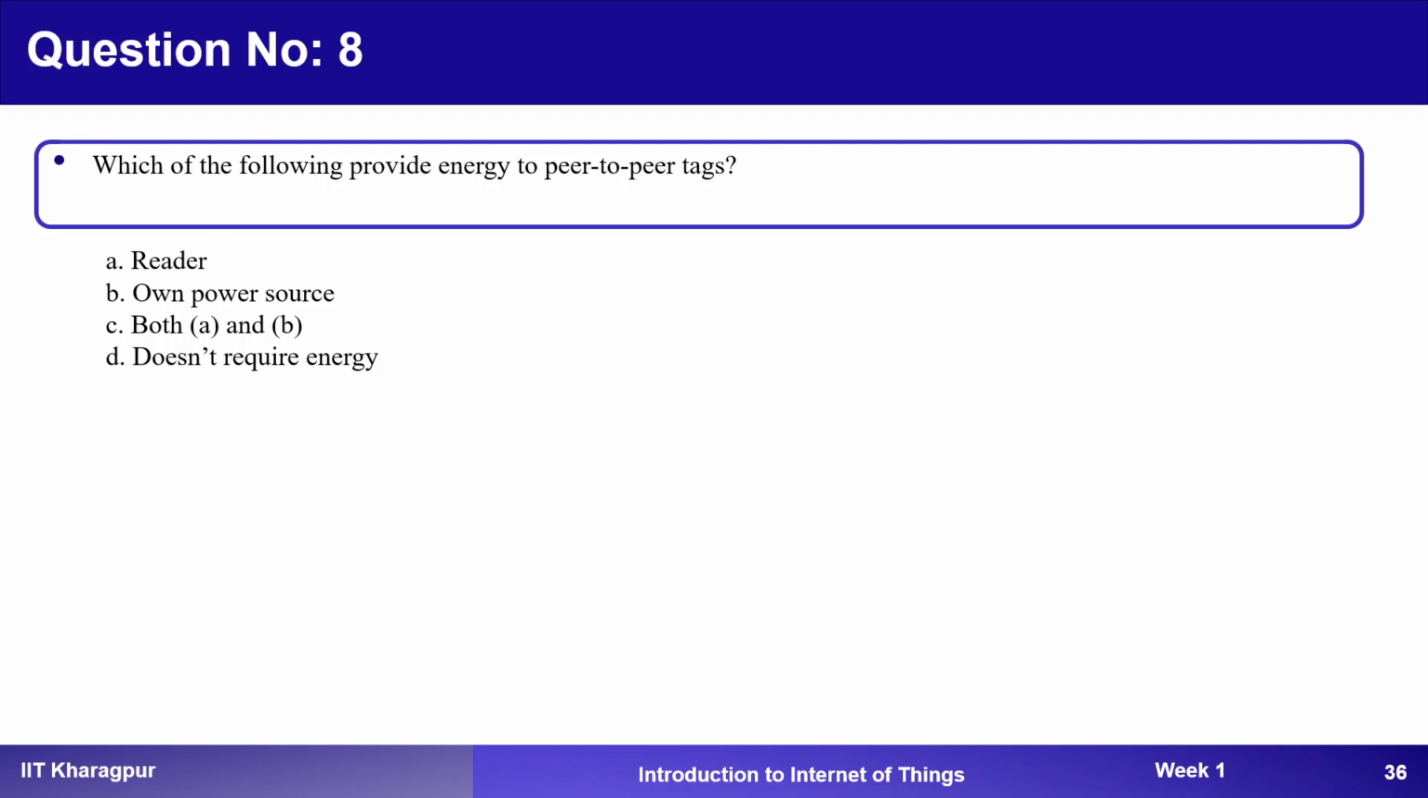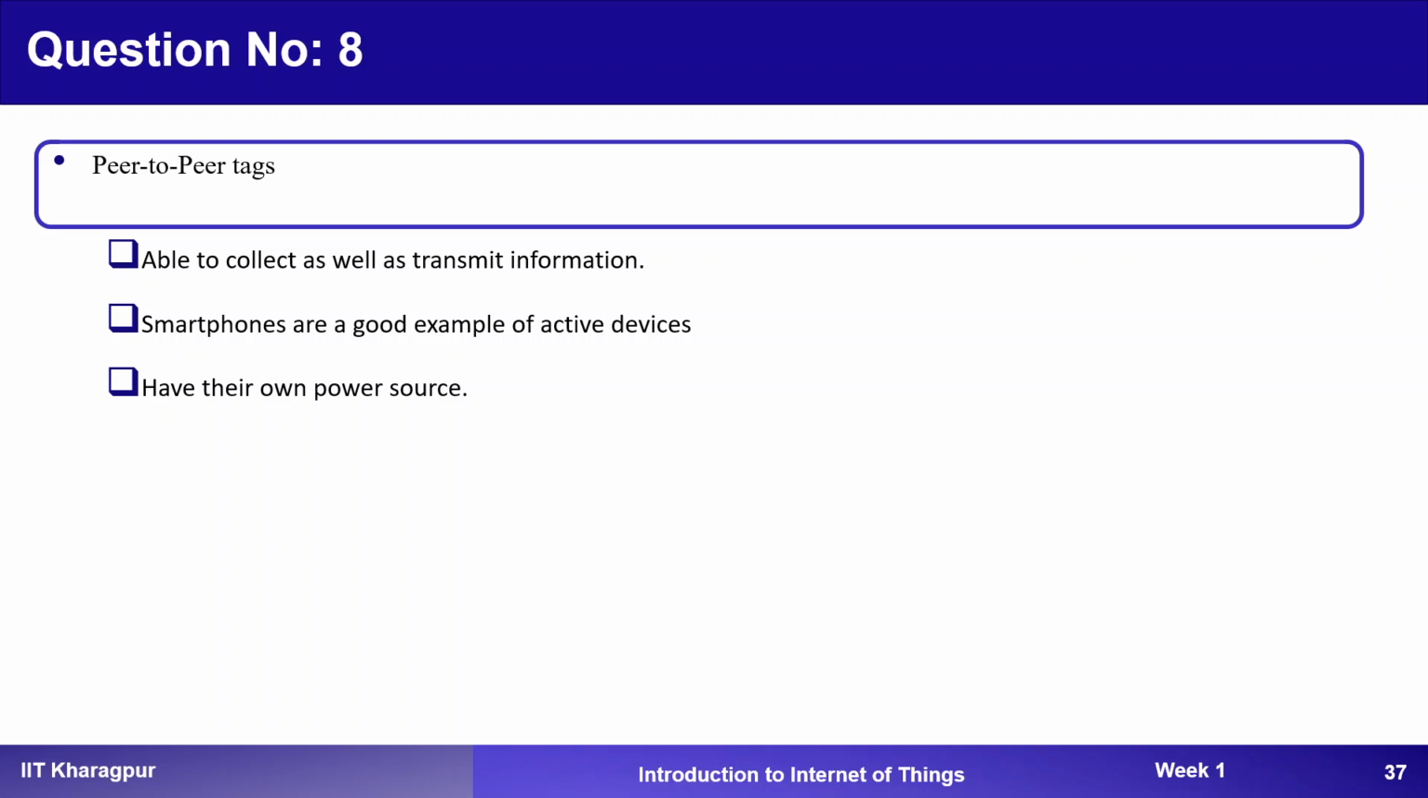Next question is which of the following provide energy to peer-to-peer tags? Options are reader; second one is they have their own powerhouse; third one is both A and B; and fourth one is doesn't require any energy. In order to answer this question, we need to know what exactly peer-to-peer tags are. Peer-to-peer tags are nothing but your active devices or active tags.